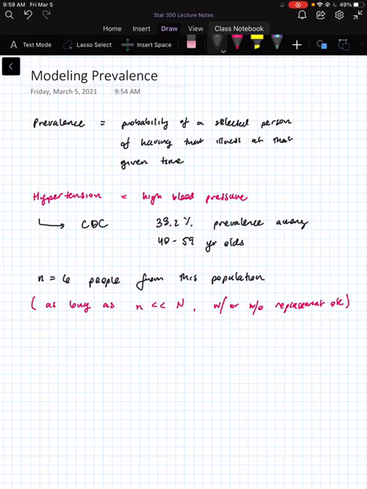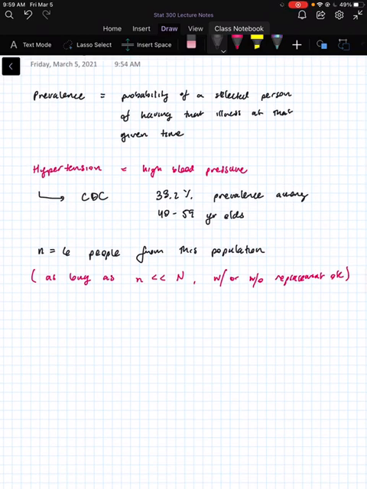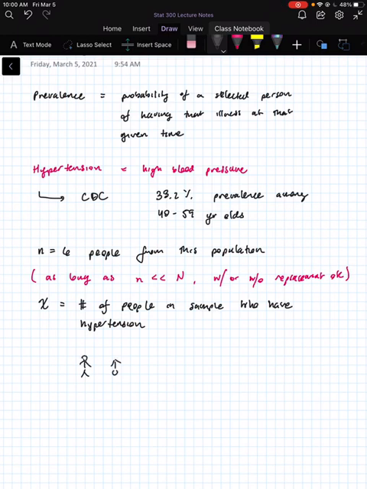So our main question in this video is going to be, how do we interpret, or how do we understand the distribution of random variable X, which is going to be the number of people in the sample who have hypertension. To understand this, let's just draw it out.